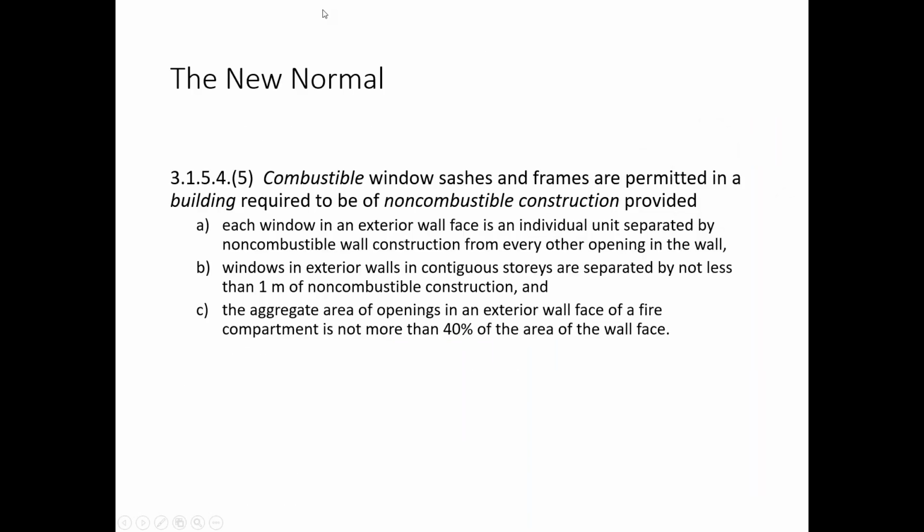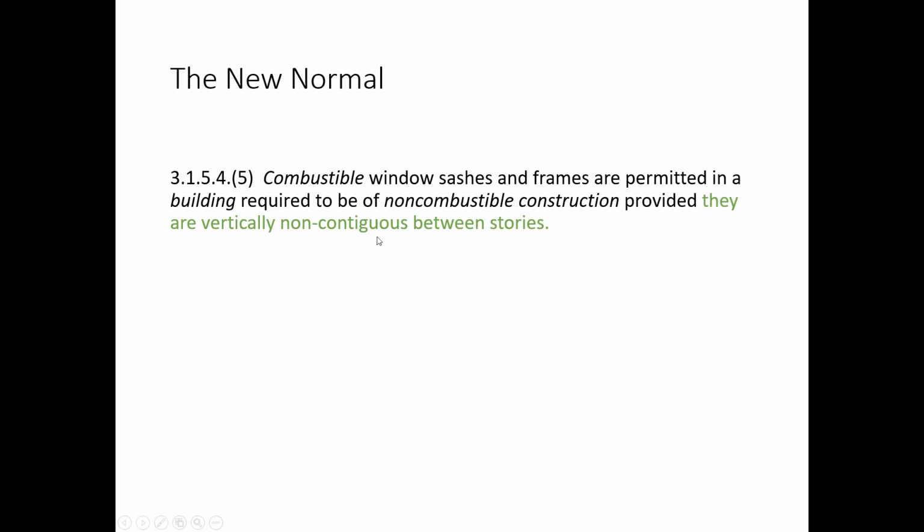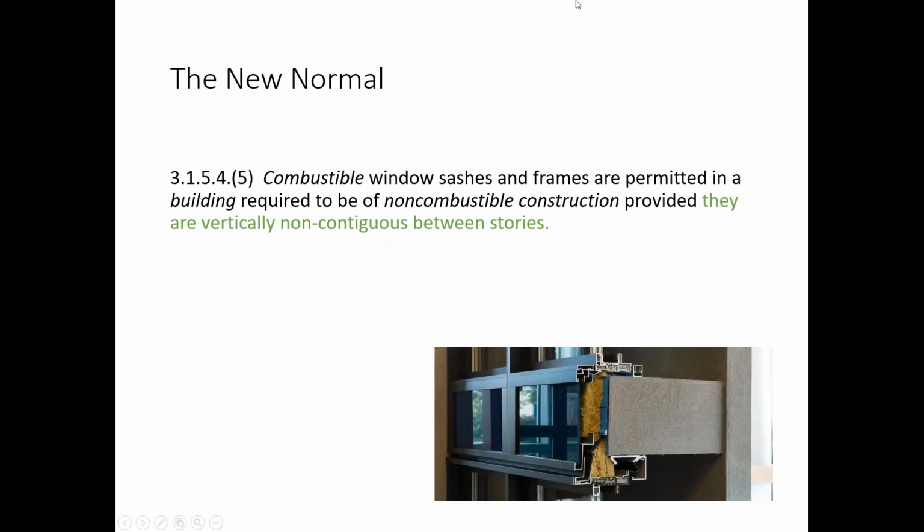And here's the change. This is the old text that is in the building code today: combustible windows, sashes and frames are permitted in a building required to be non-combustible, provided that, and here's the new one, that they're vertically non-contiguous between stories.